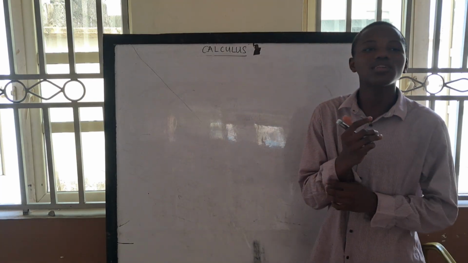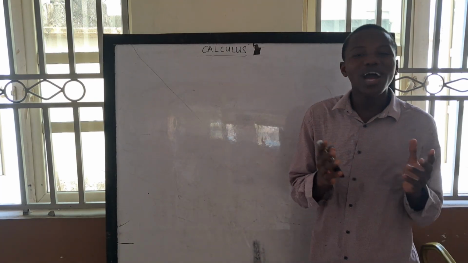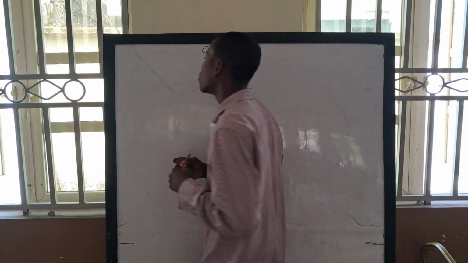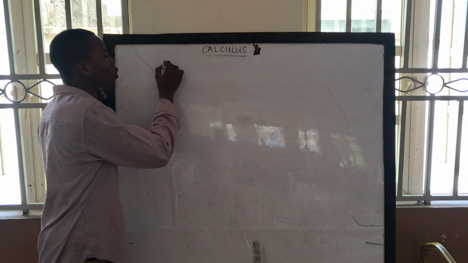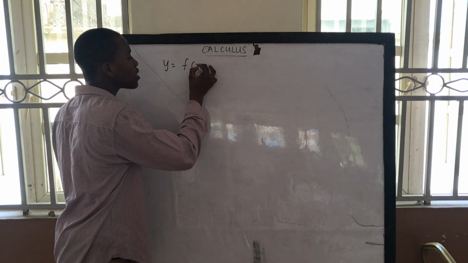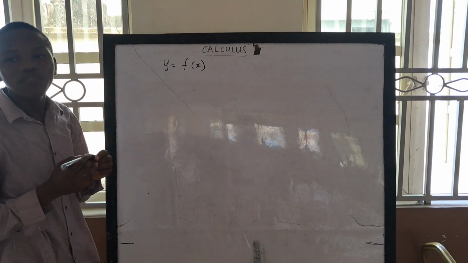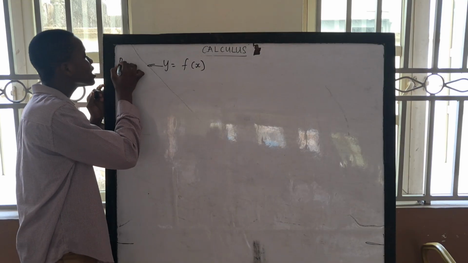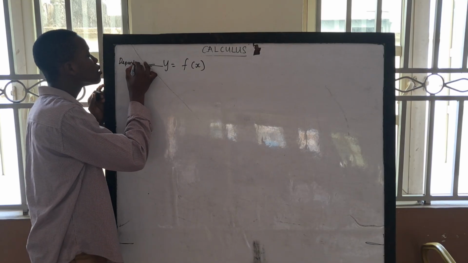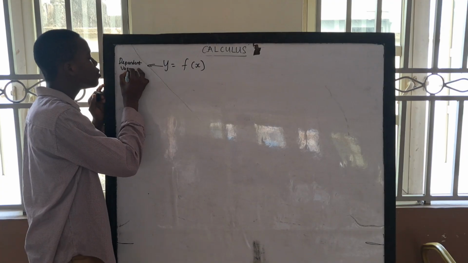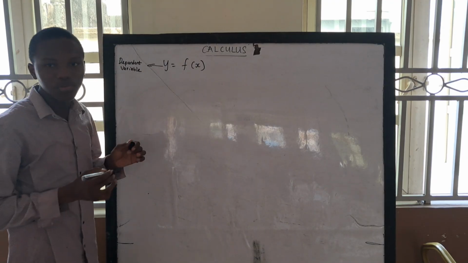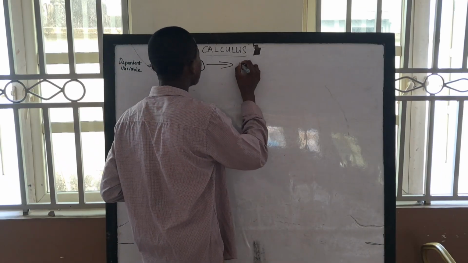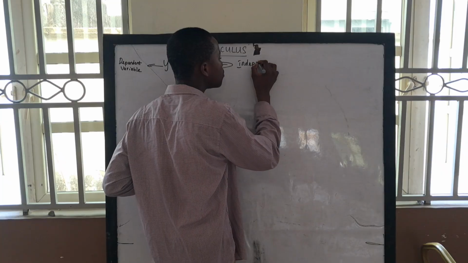First of all, we have to understand the various types of function we have. We have explicit functions, we have implicit functions, right? Now, if you have a function y is a function of x, this f means function. So if I say y is a function of x, this y is my dependent variable. We call this your dependent variable. Why this x, function of x? This is your independent variable.